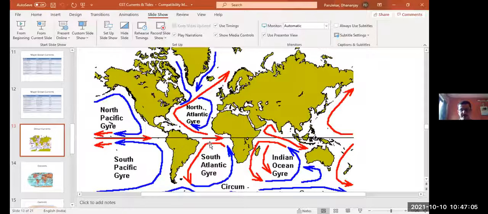Please, sir, please repeat. Whatever you wrote clockwise for the northern hemisphere, write exactly the opposite for the southern hemisphere. Don't need to write, repeat the same thing. Just write in short: northern hemisphere clockwise movement and southern hemisphere anticlockwise movement. Okay. Done, sir. Good.